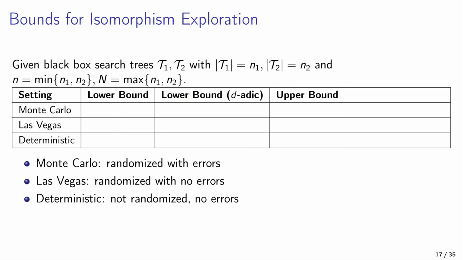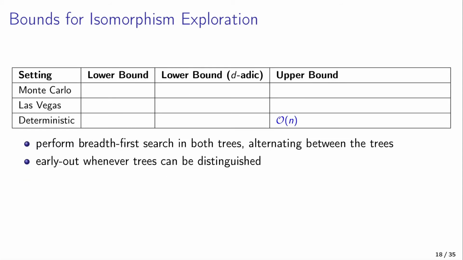We look at three different settings. There is Monte Carlo, which allows randomized algorithms with error, then Las Vegas, which allows randomized algorithms with no error, but still with expected worst case running time. And lastly, a deterministic setting with no randomization whatsoever. We start off with the upper bounds, where we simply provide algorithms which achieve that bound.